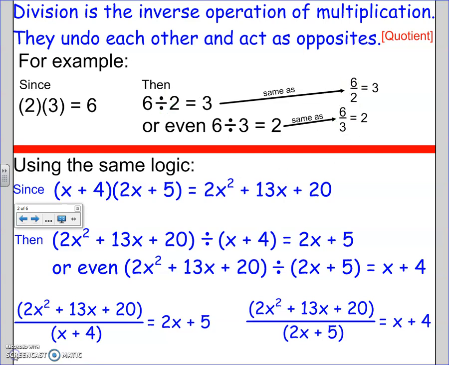Alright, that also applies to the bottom for letters, polynomials. So if we know x plus 4 times 2x plus 5 equals 2x squared plus 13x plus 20, that's after foiling and combining terms, then we can undo it or go backwards. The answer, 2x squared plus 13x plus 20, divided by one of the factors, in this case x plus 4, will give us the remaining factor, 2x plus 5. Or we can go backwards the other way, 2x squared plus 13x plus 20 divided by the other factor, 2x plus 5, gives us x plus 4. And again, we show it as a fraction, we don't use the division sign.